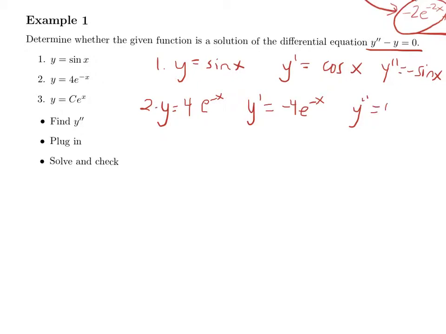Negative, positive. 4e to the negative x, right? So you're going to have the negative one more time. The 4 stays the same, and then e to the negative x.